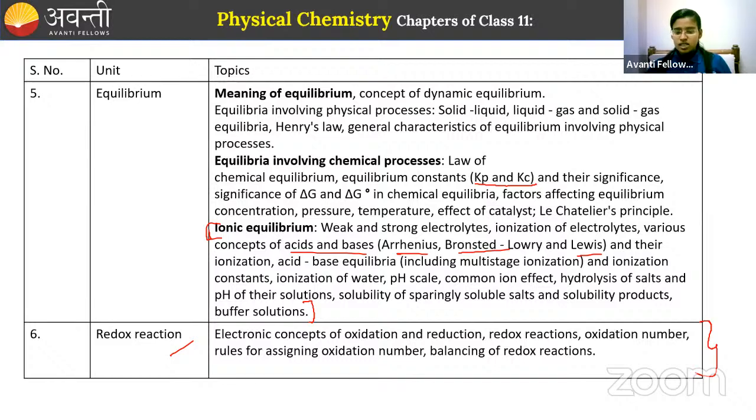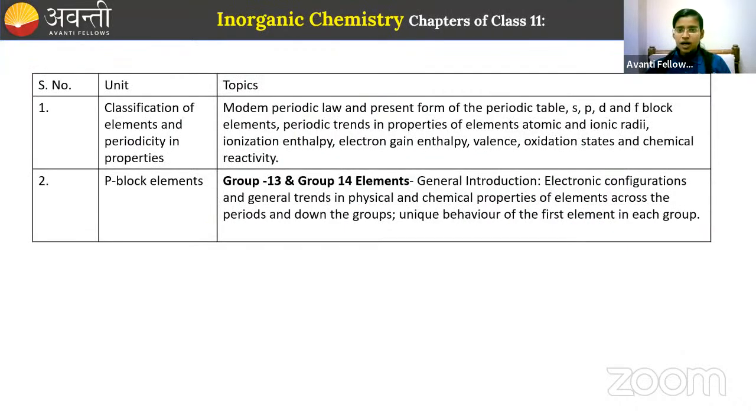Okay. Next I'll go to the inorganic chemistry part. We have only 2 inorganic chemistry lessons in class 11. One is classification of elements and periodicity in properties. I think this lesson also got over for you all in your school. Am I right? Has this lesson got over? Just let me know in the chat box. Has this lesson got over for all of you?